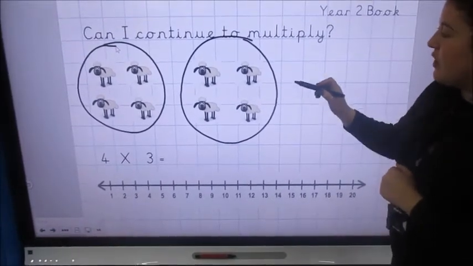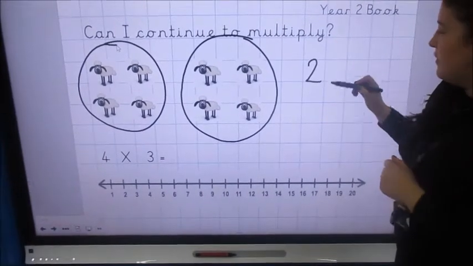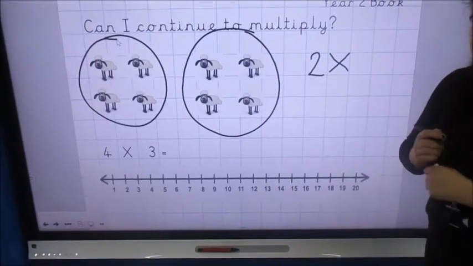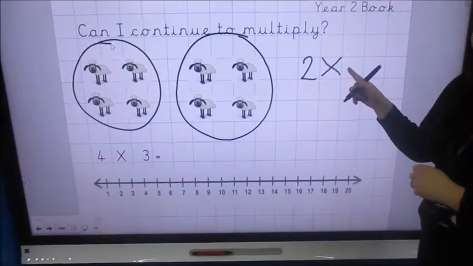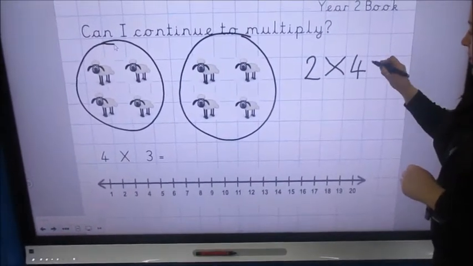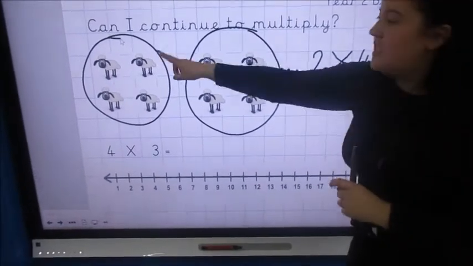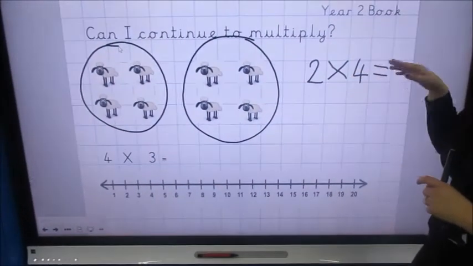So I've got 2 groups. So I'm going to have number 2. 2 groups, 2 lots of, which is the multiplication sign. Miss Richards did that with you yesterday, like this. 2 groups, 2 lots of, 4 sheep equals. Okay, that's how we put this picture, this diagram if you like, into a multiplication sum.